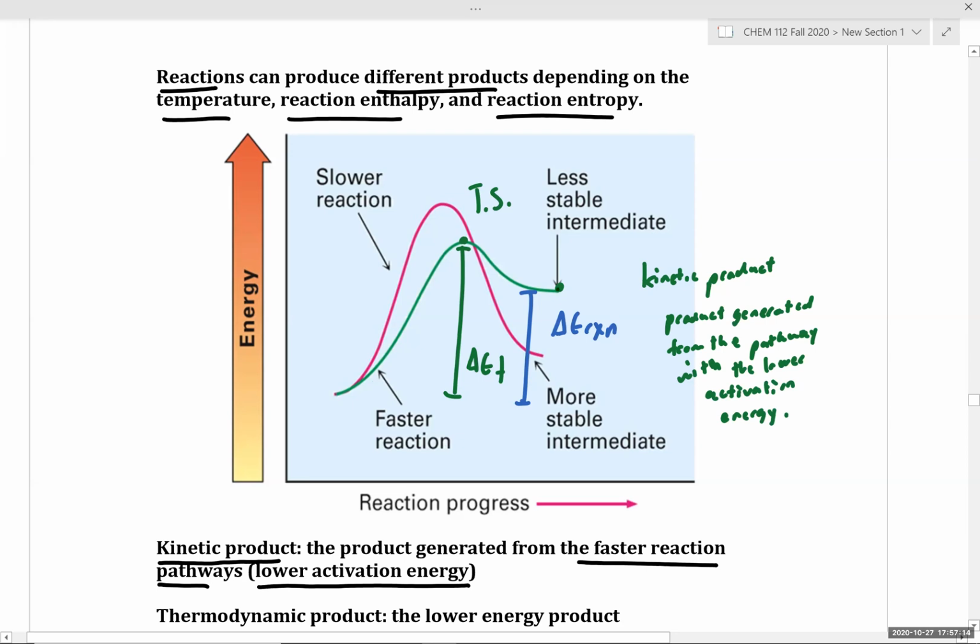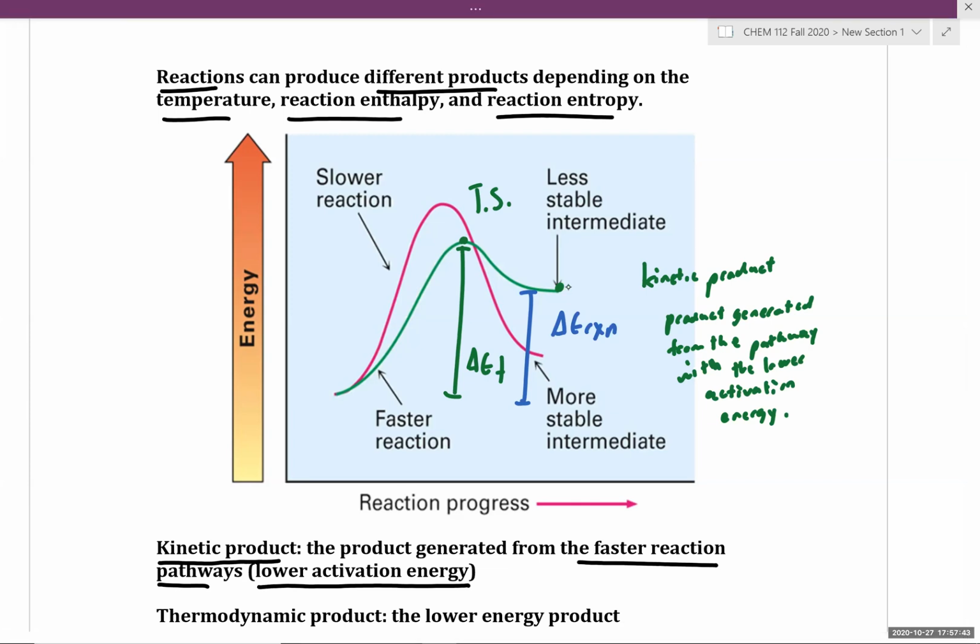The reaction pathway to generate our kinetic product occurs more readily because it has a lower activation energy. So even though our final product has a higher Gibbs energy, that doesn't matter in terms of product selectivity, because the reaction to generate our kinetic product occurs more readily because it has a lower activation energy.